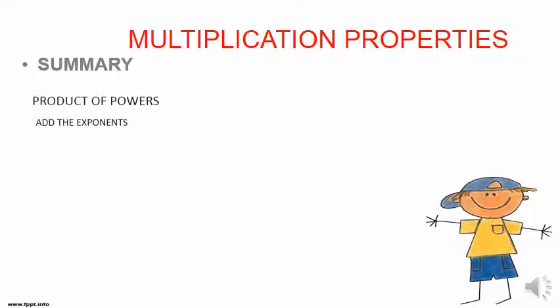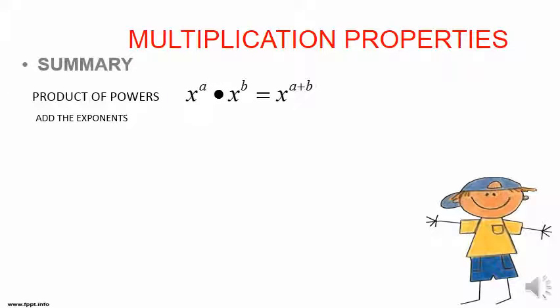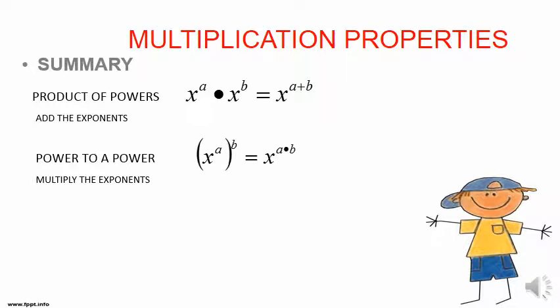Okay, let's take a summary about all the multiplication properties of powers. The first one, product of powers. If I have two powers multiplied by each other having same base, you keep the base and add the exponents. When you have a power to a power, you keep the base and multiply the powers. Okay, the dot here indicates times, multiplication. Keep it in your mind.